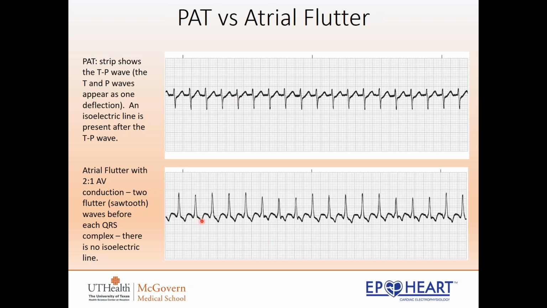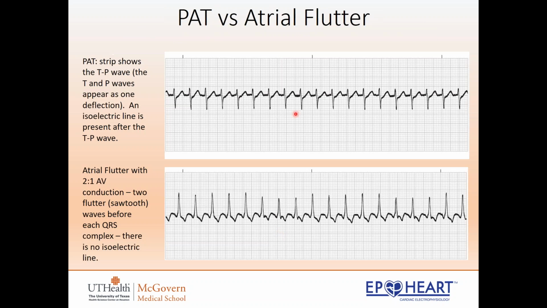Well, here we have this sawtooth. We have this wavy baseline, so to speak. So here we have basically 2 P waves for every 1 QRS. This is a 2-to-1 conducted atrial flutter. It just gives you an idea of the difference of the mechanisms just by looking at an EKG.